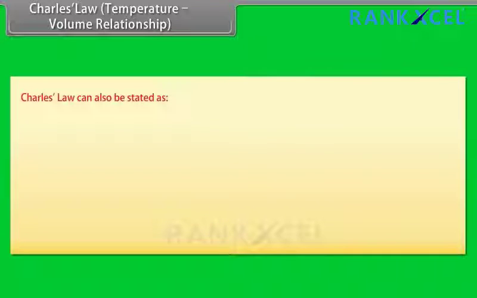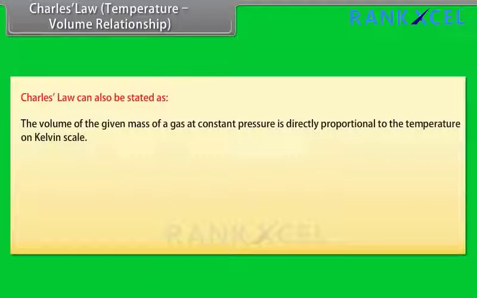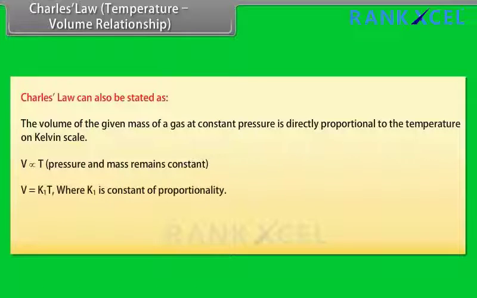Charles' law can also be stated as: the volume of the given mass of a gas at constant pressure is directly proportional to the temperature on Kelvin scale. Volume is directly proportional to the temperature at constant pressure and mass. V is equal to K1T, where K1 is constant of proportionality.